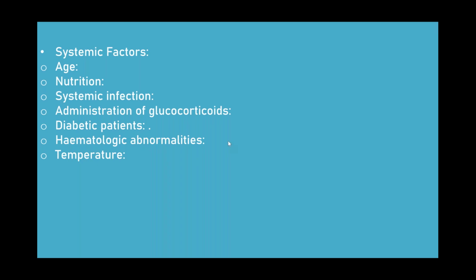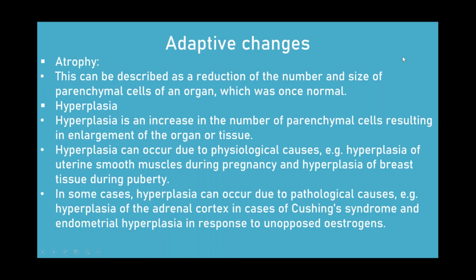Hematological abnormalities. If there's any presence of hematological abnormalities such as defect of neutrophil function, this may lead to decreased chemotaxis or loss of phagocytosis or neutropenia. So this may lead to slowing of the process of wound healing. And temperature also, wound healing usually occurs slowly at low temperature. So this is about systemic effect in wound healing.